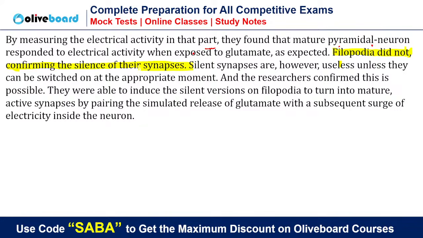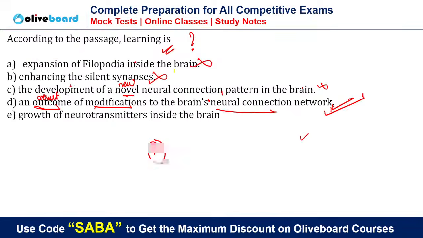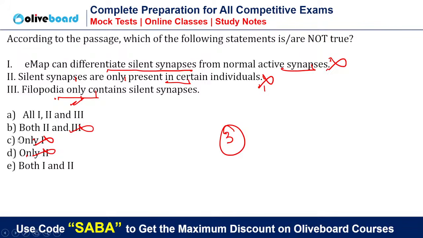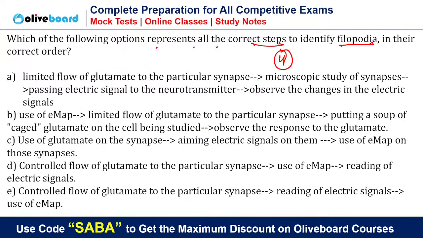Can you see? It means filopodia confirmed that they contain only silent synapses. It is given, but in the second slide. Did you get the line? Tell me fast. Everybody read this. The answer is not in the first slide. The answer is given in the second slide. So filopodia did not respond. It means filopodia confirmed the silence of their synapses. Okay. So the answer will be what? 1 and 2 are false. Third is true as per the passage. The answer will be E. Once again, everybody is wrong. See, this is the only level of questions that you get in your mains exam. Chalo, next one.